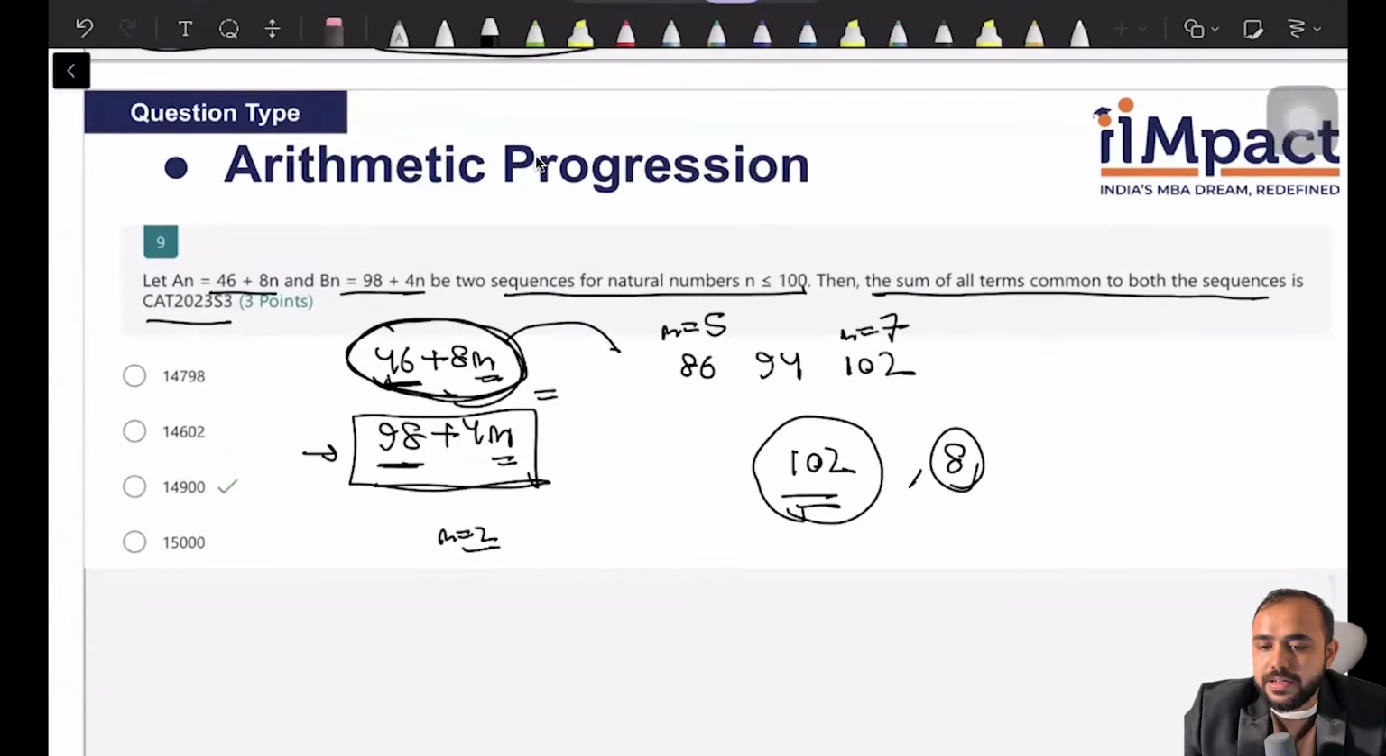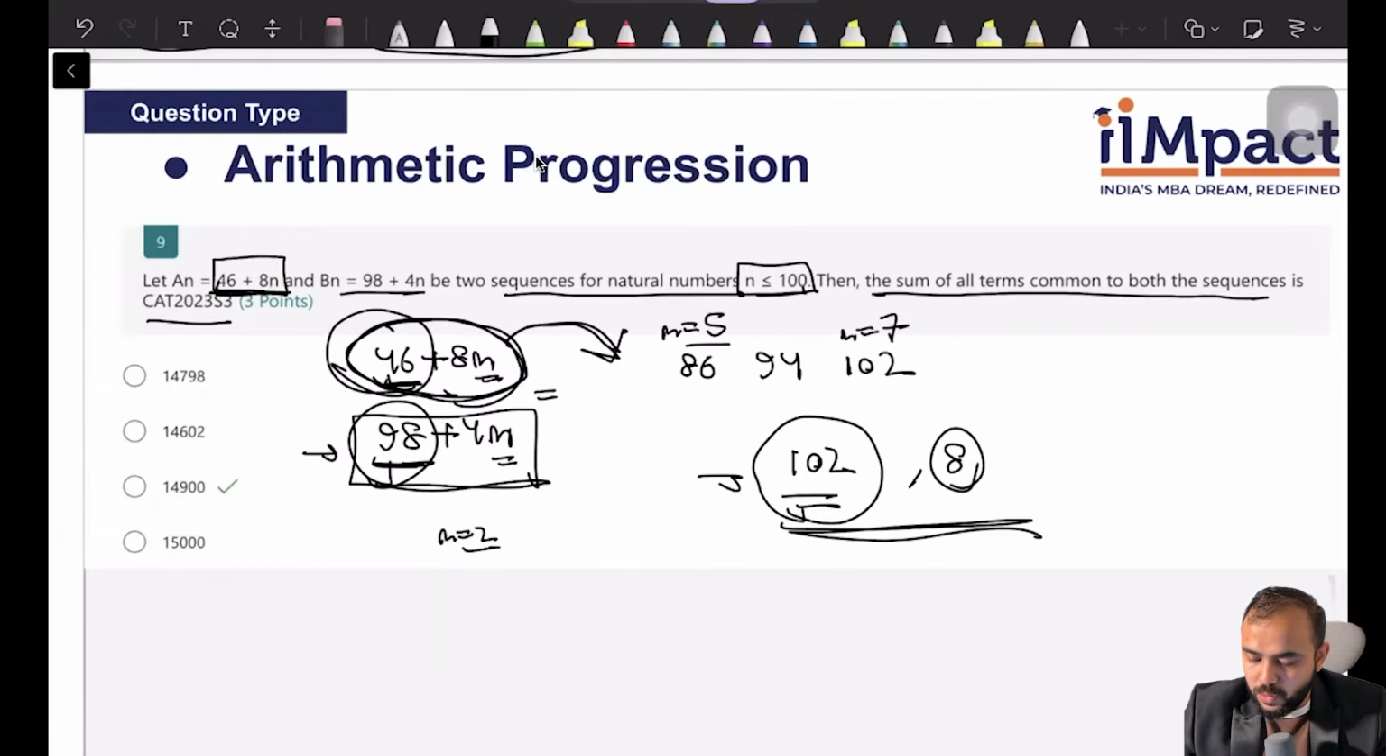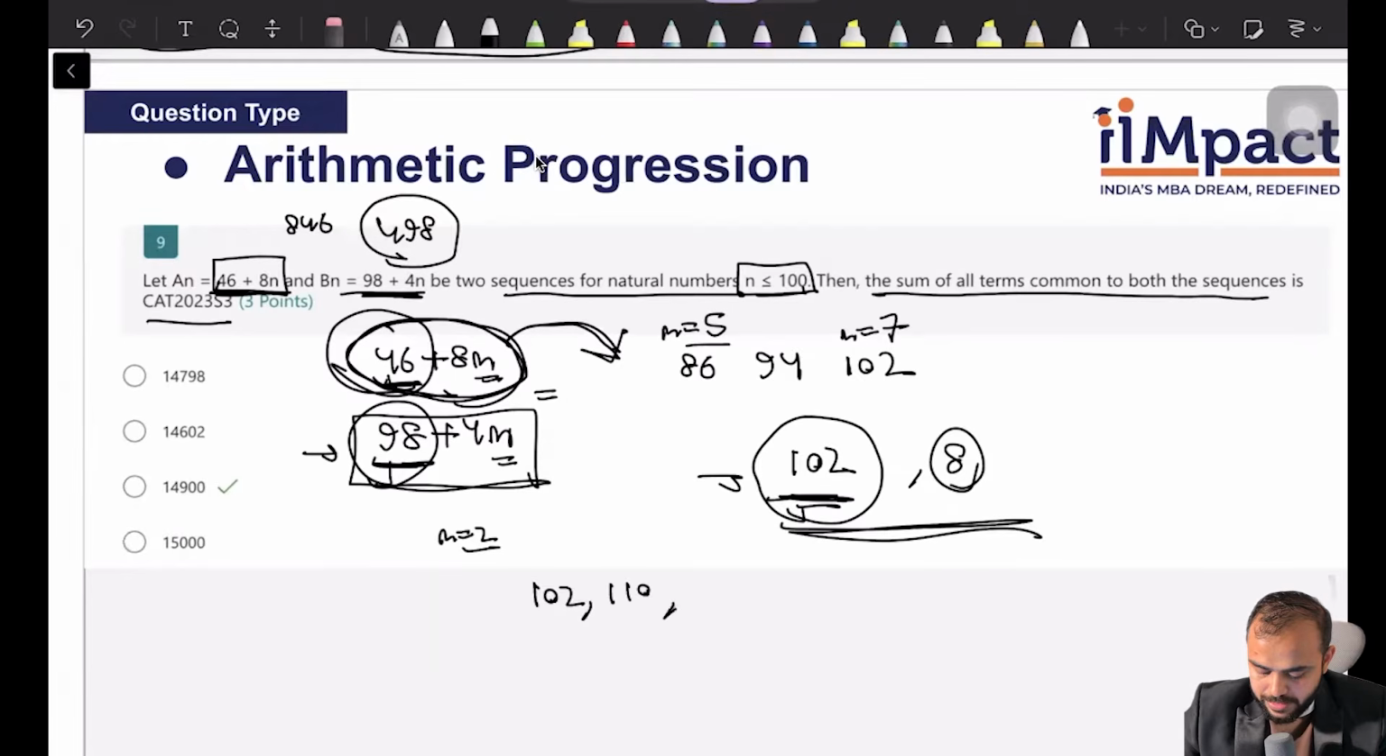The problem here is what? What is something I still have to figure out? The fact that n is less than or equal to 100. So what is the last term that I can take? Which is the largest term in this sequence? 100, that is 846. Correct. And which is the largest term in this sequence? 498. Which means you cannot cross 498. So your first term is going to be 102, your common difference is 8, and you will have to find the sum until you stay below 498.